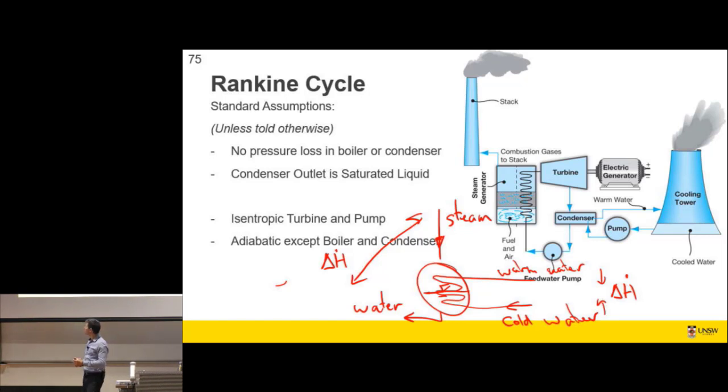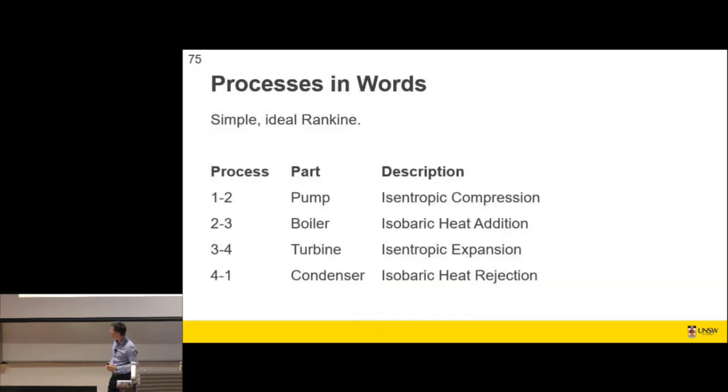Good. What other assumptions would we make? Isentropic turbine and pump, unless you're told otherwise, and adiabatic except the boiler and condenser. So that would be a standard assumption, that the only places where heat is moved around are the boiler and the condenser.